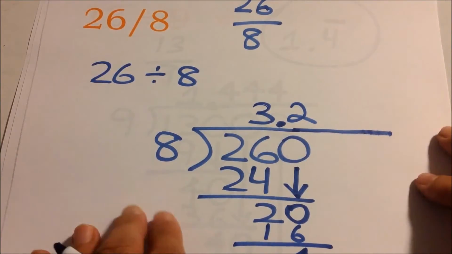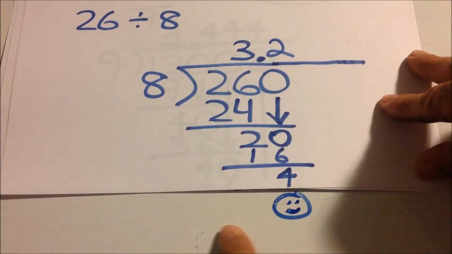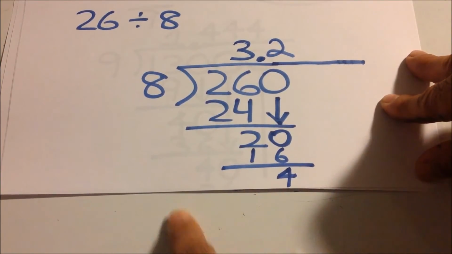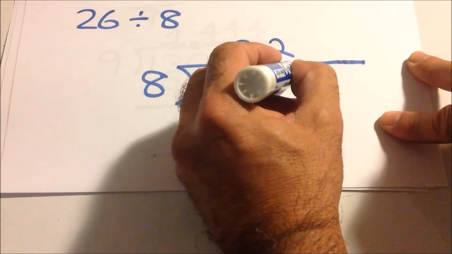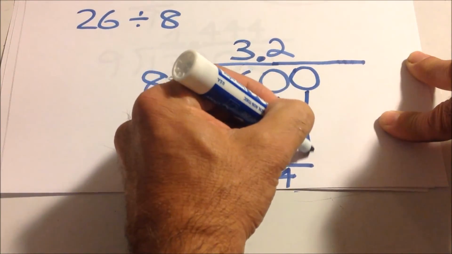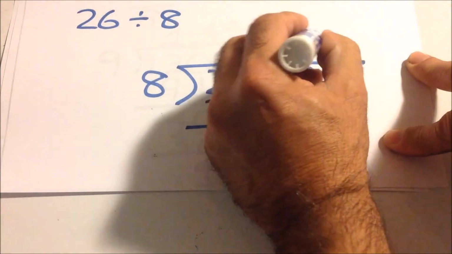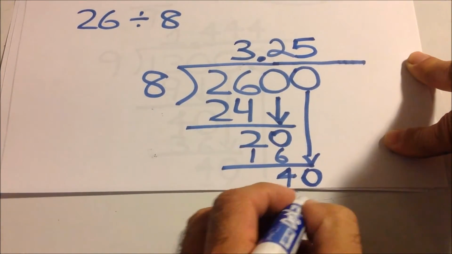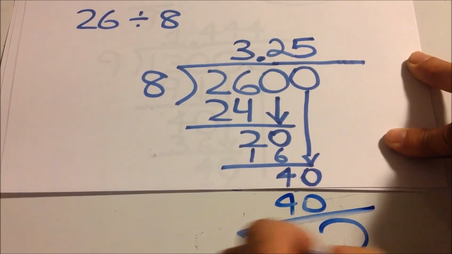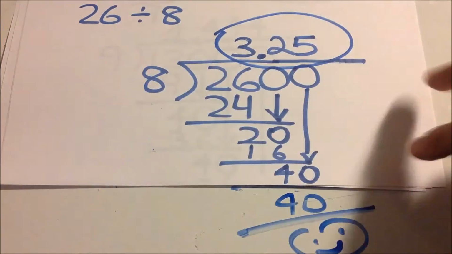8 doesn't go into 4. Let's lift that up. There we go. Clean that up over here. There's our smiley face from last time. Okay, there we go. So we're going to add another 0, not another dot. We only use 1 decimal. That's all we use. Bring that down. And 8 goes into 40 5 times. And guess what? We have our 0. Yay. Once you get a 0, it's over, right? So the answer, the quotient, is 3.25.